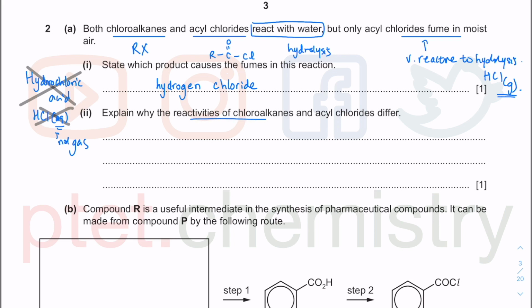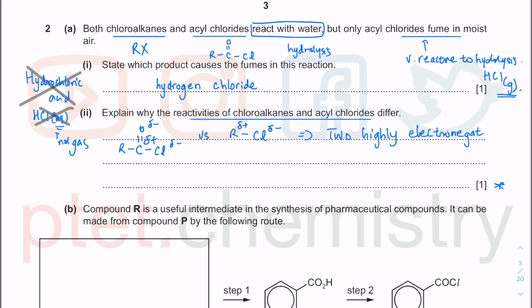Explain why the reactivity of chloroalkanes and acyl chloride differ. For that 1 mark, we're going to think about the system here. So RCOCl has 2 highly electronegative atoms, oxygen and chlorine, versus halogenoalkane, so just RCl like that, delta negative, delta positive on the carbon. So what we can say is 2 highly electronegative atoms. Chlorine is not in the top 3 of electronegativity, but it's still a halogen, it's still very electronegative. So 2 highly electronegative atoms, chlorine and also oxygen.